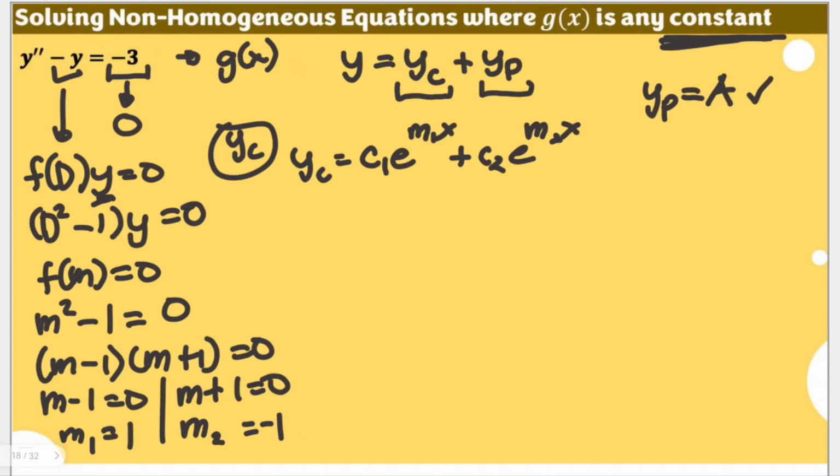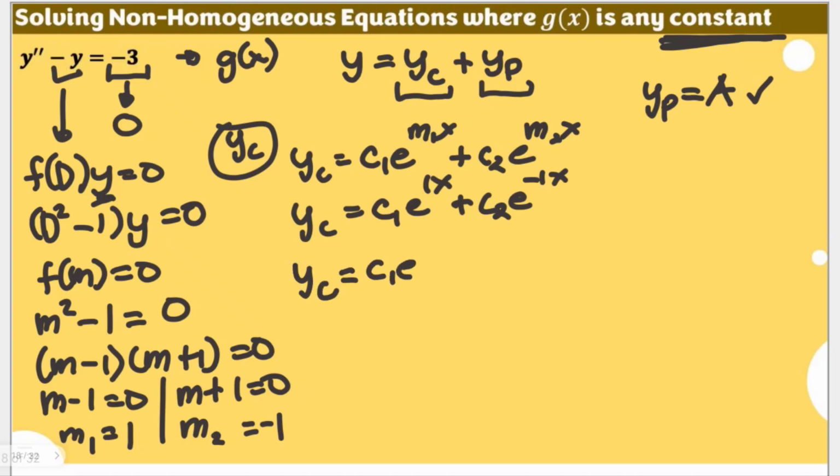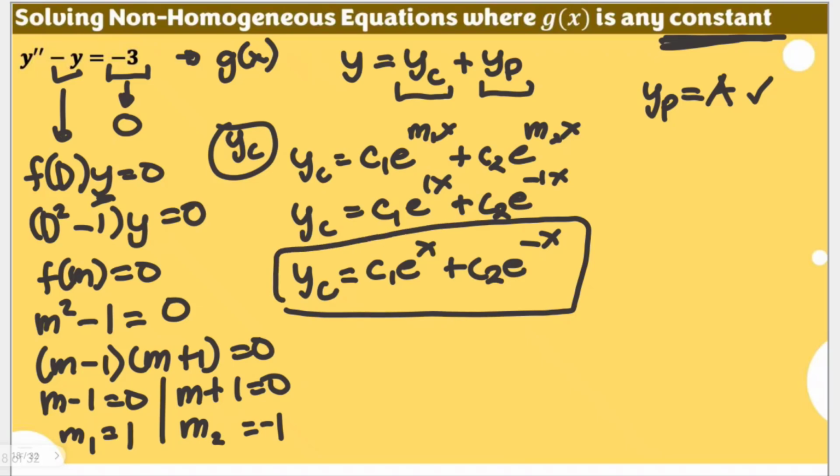Take note, we just have two terms because we only have two distinct roots. At the same time, we are going to substitute here our roots. So you will have here y sub c is equal to c sub 1 e to the power of your first root 1x plus c sub 2 e to the power of your second root negative 1x. Or you can simplify it in this manner: c sub 1 e to the power of x plus c sub 2 e to the power of minus x. This is for your y sub c.